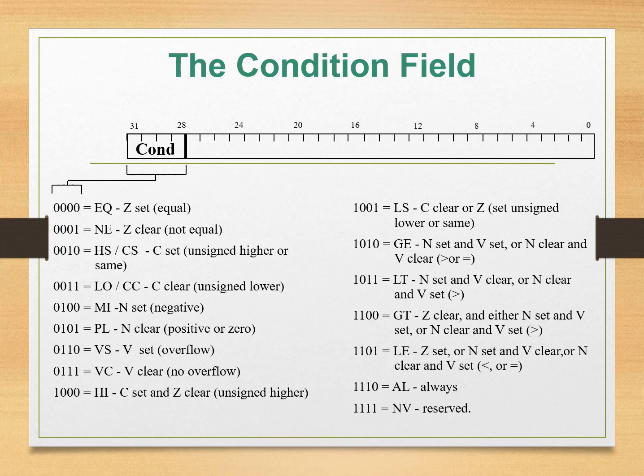If it is set, then you can execute the instruction. If not, you cannot execute the instruction. Okay, that is the condition that you put in order to execute the instruction. And same goes for the other examples.